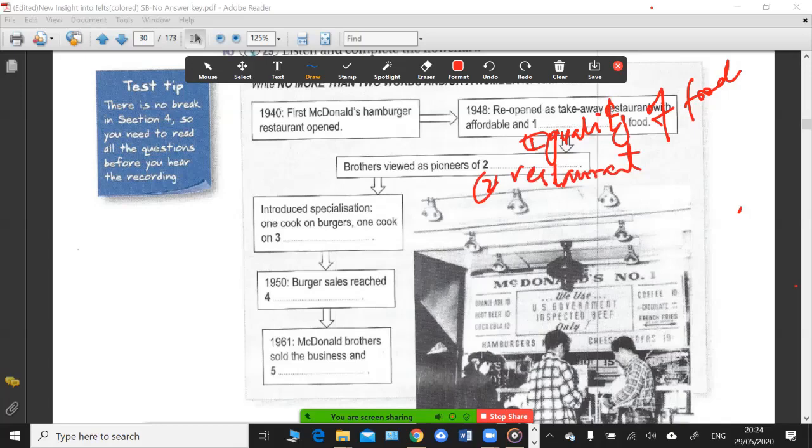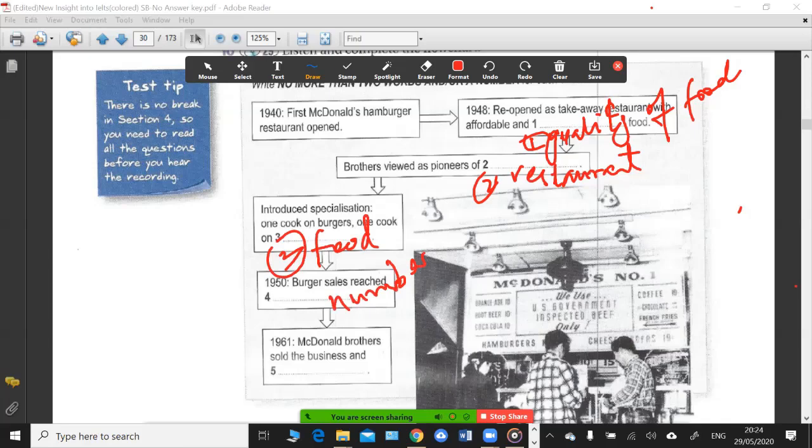Introduced specialization, one cook on burgers, one cook on any other thing? Pizza or whatever. Food, right? Fries, like pizza, fries, yeah, anything like that can be another food. Next, burger sales reached number. Thank you, number.